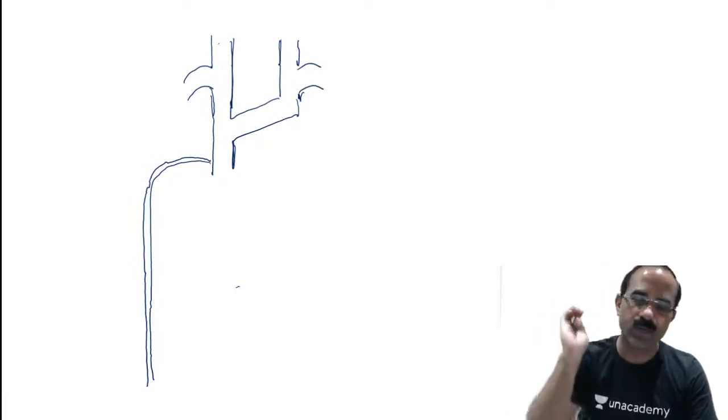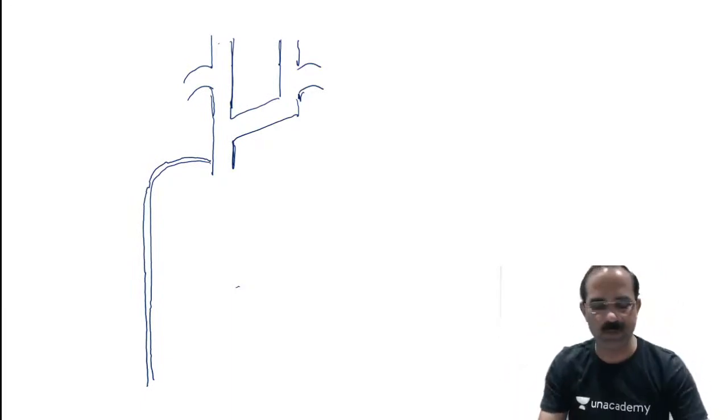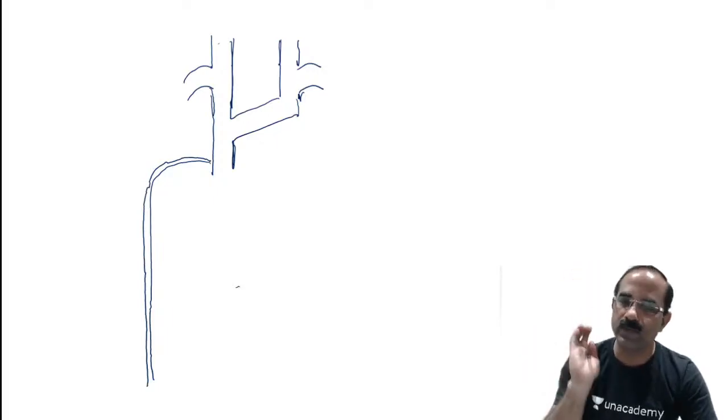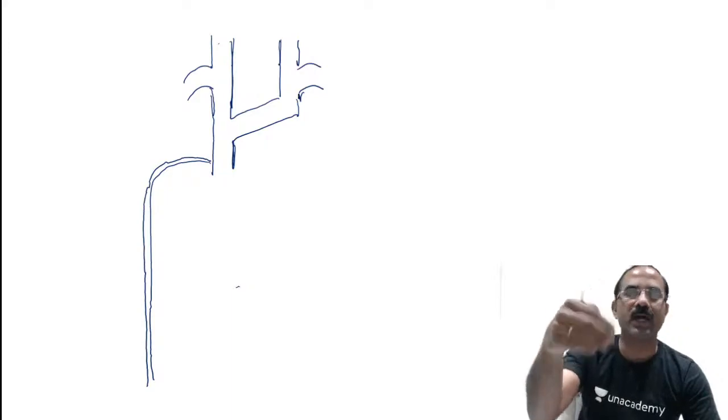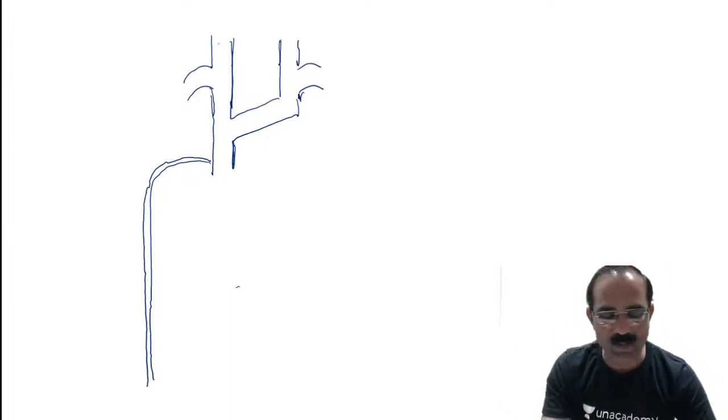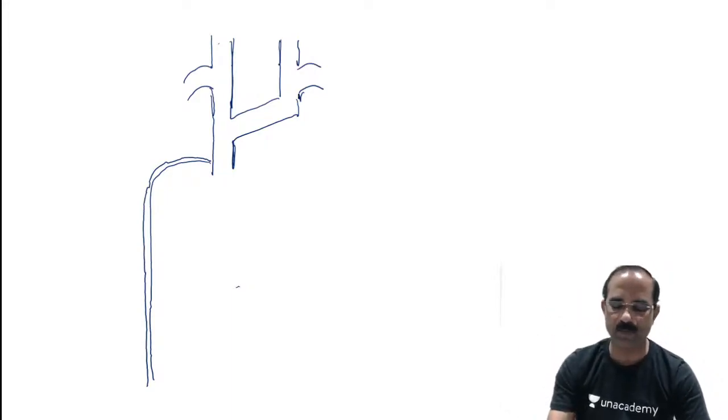And this azygous vein comes and opens into the SVC. The azygous vein is going to arch over the hilum of the right lung. It arches over the hilum of the right lung and opens into the SVC. Opens into the SVC. Okay.